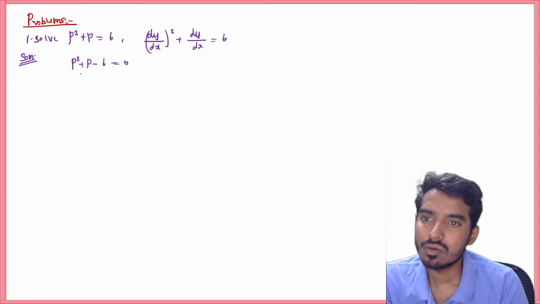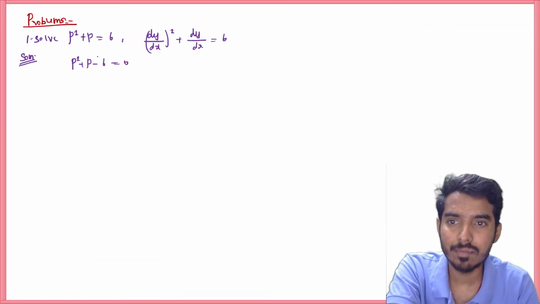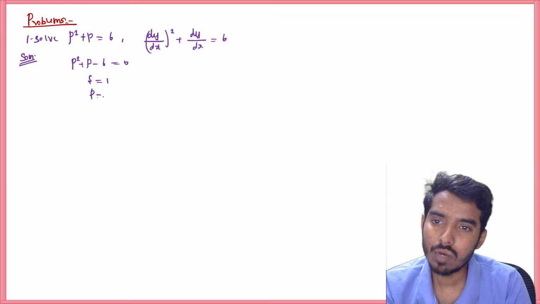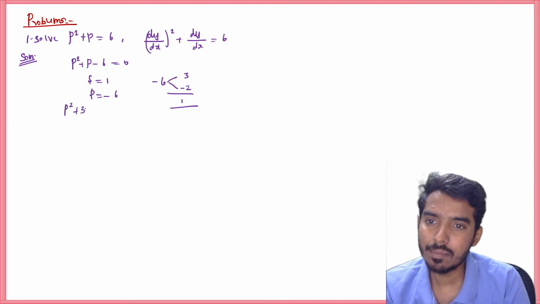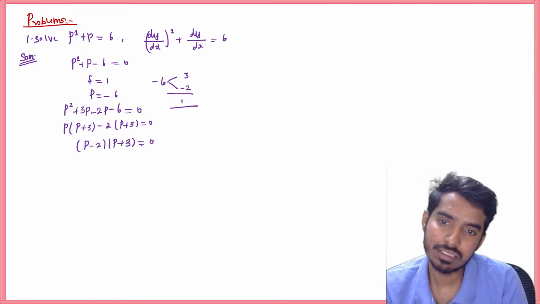Now you just have to put it in this form. That means you need to factorize this. We have sum equal to 1 and product equal to minus 6, so 3 and minus 2. So we have p square plus 3p minus 2p minus 6 equal to 0. Take p common, we will have p minus 2 common, and we have p plus 3 equal to 0. We have p minus 2 times p plus 3 is 0.